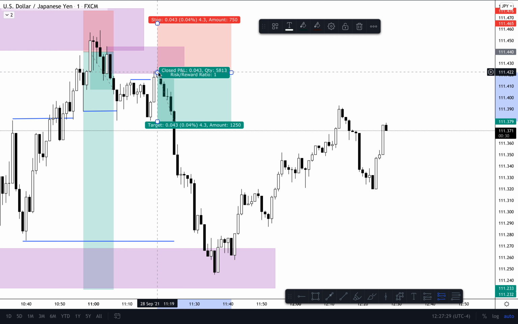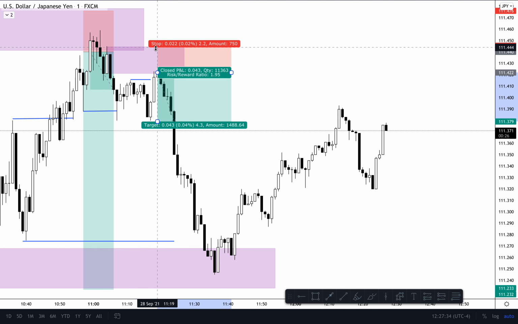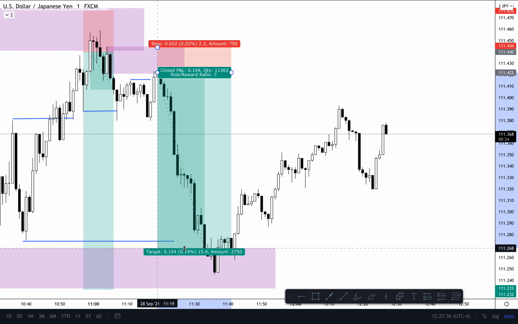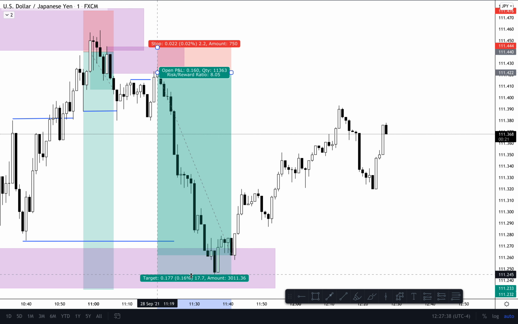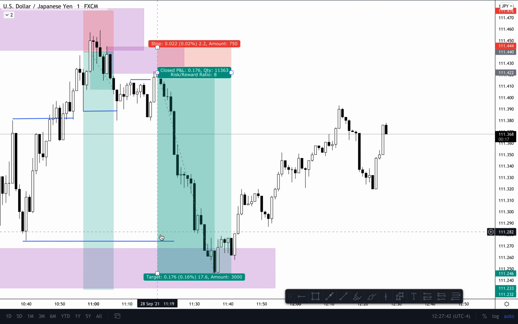What is your RR from here? You could even reduce your stop loss up until this level. That is 2 pips. Then you go down, and you could hit another 17. You see, another 17 in a quick one.